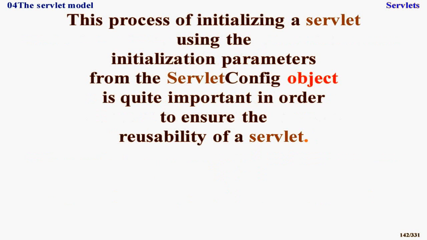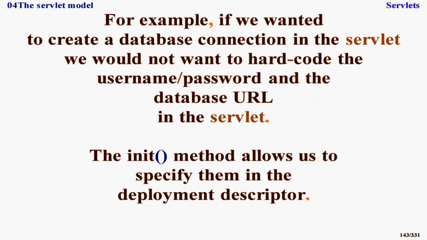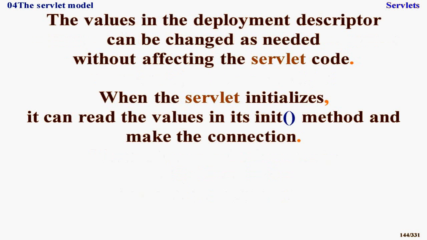This process of initializing a servlet using the initialization parameters from the ServletConfig object is quite important in order to ensure the reusability of a servlet. For example, if we wanted to create a database connection in the servlet, we would not want to hard-code the username, password and the database URL in the servlet. The init method allows us to specify them in the deployment descriptor. The values in the deployment descriptor can be changed as needed without affecting the servlet code. When the servlet initializes, it can read the values in its init method and make the connection.